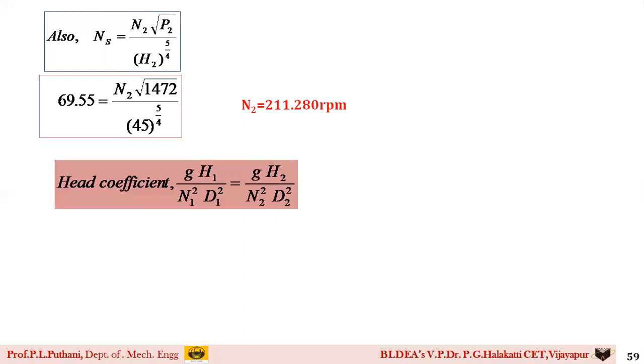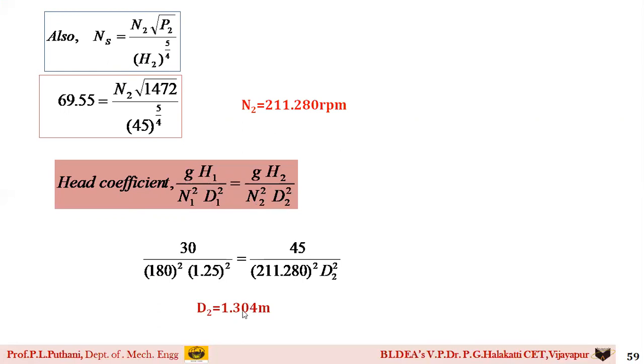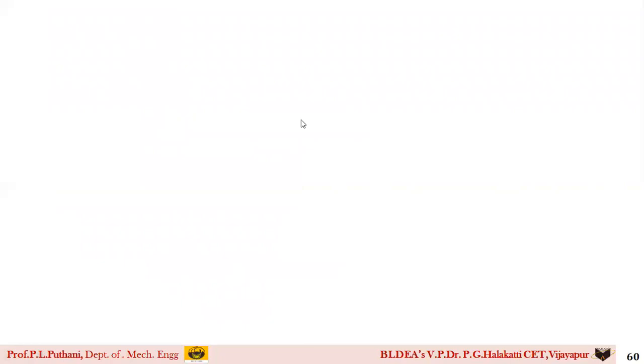So once you get the value of N2, you need to find the value of D2 using this particular head coefficient equation. So once I use this head coefficient equation, gH1 by N1 square D1 square is equal to gH2 divided by N2 square D2 square. You go on substituting the values. So once you substitute the values, I get the value of D2 as 1.304 meter. D2 is over.